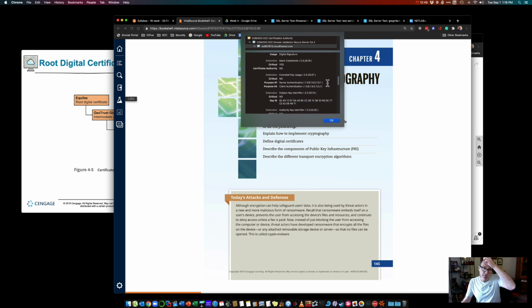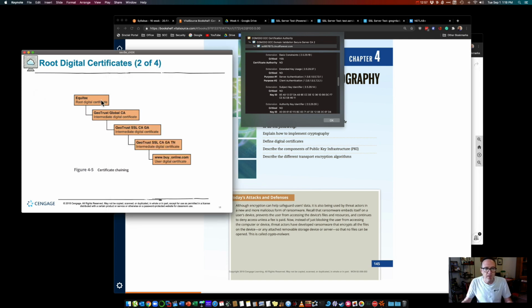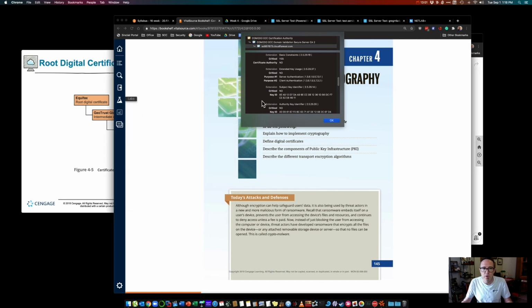Now, there's a lot of stuff here. You think, wow, this is more than just verifying that Komodo is who they say they are. That's done through this trust here, right? Somewhere, maybe it could be Google. There's root certifiers who certify third parties.